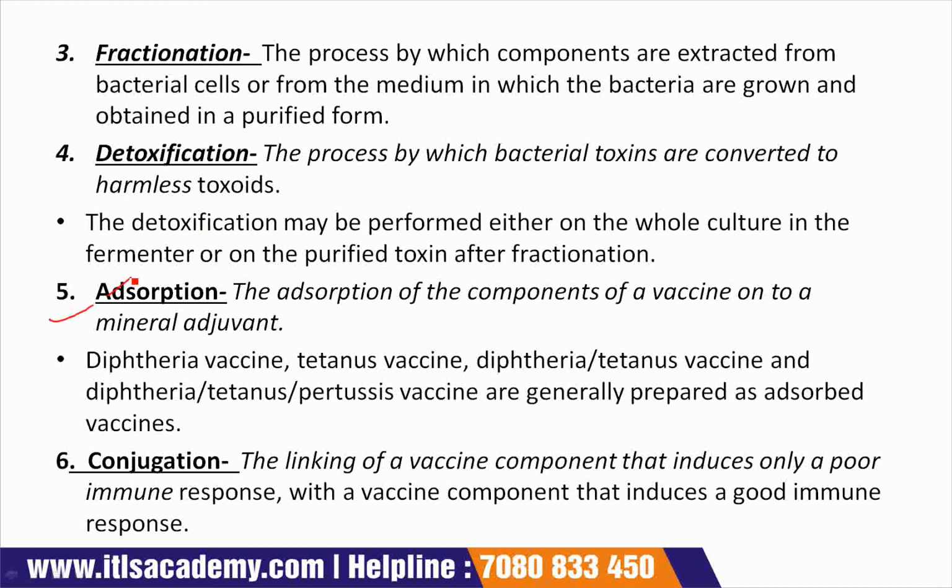Next one is adsorption. The adsorption of the components of a vaccine onto a mineral adjuvant. The mineral adjuvants or carriers most often used are aluminium hydroxide, aluminium phosphate, and calcium phosphate, and their effect is to increase the immunogenicity and decrease the toxicity, local and systemic, of a vaccine.